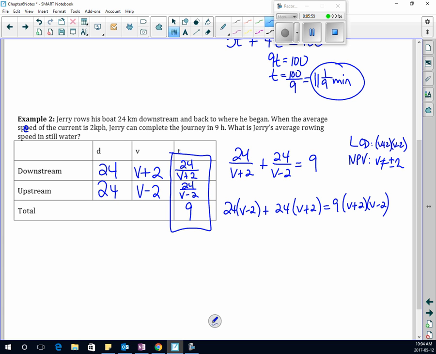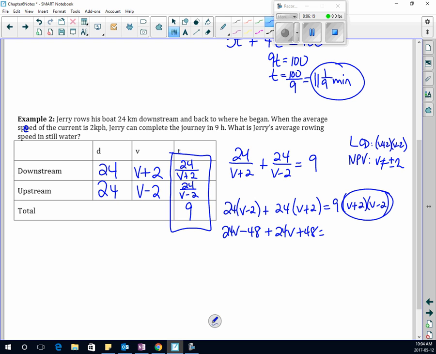Okay, so 24 times v is 24v. 24 times minus 2 is minus 48. 24 times v is 24v. 24 times 2 is plus 48. And the way you should be doing this side is you should do this FOIL first, then multiply by 9.